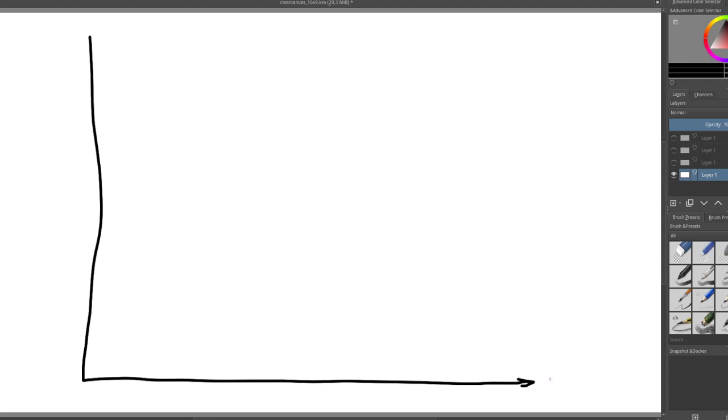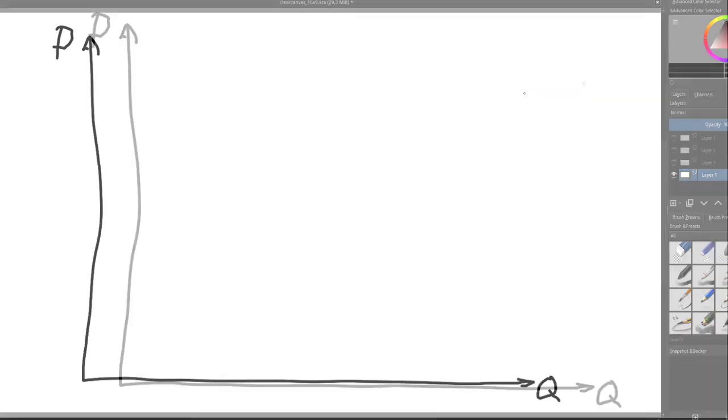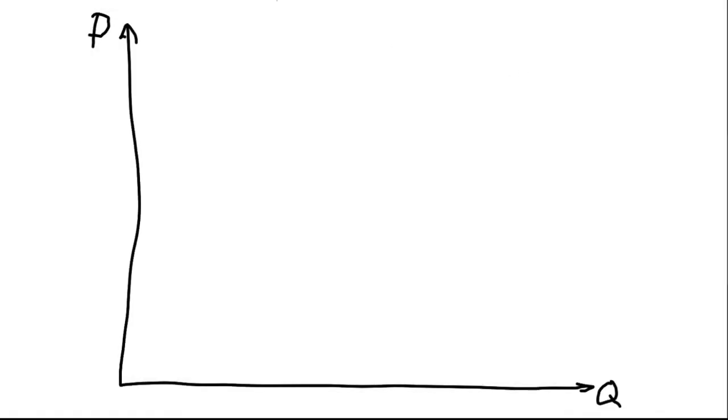So if this is quantity on the horizontal axis and price on the vertical axis, and we're looking at some market of some good. Sorry, I forgot to zoom out. We're looking at some market of some good, and we abstract away from the details.